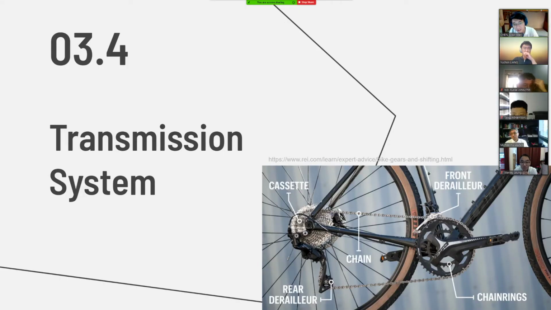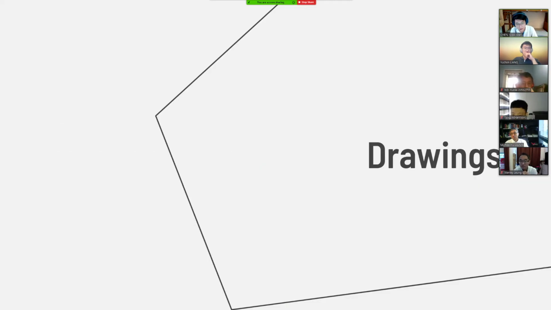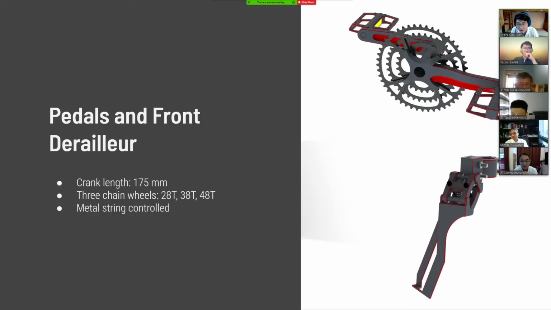So the transmission system is very similar to a typical bike transmission system, except I double the rear drive wheel into 2 and add a differential between them. So I divided the drawings into 3 parts. The first is the input port, which is the pedals and the front derailleur.